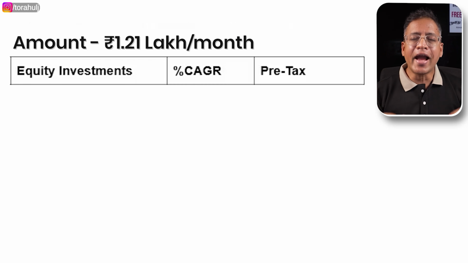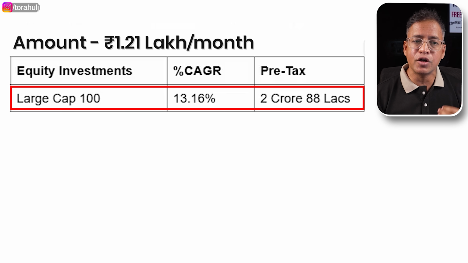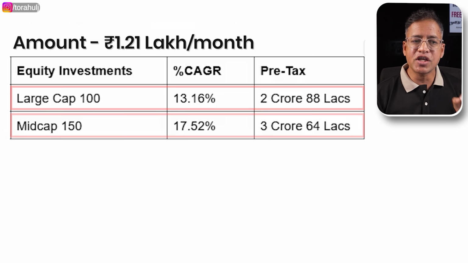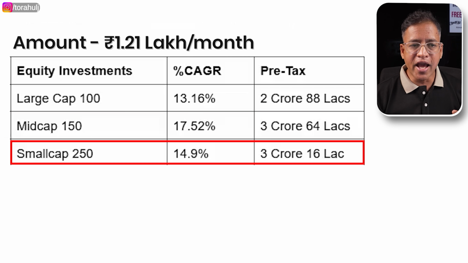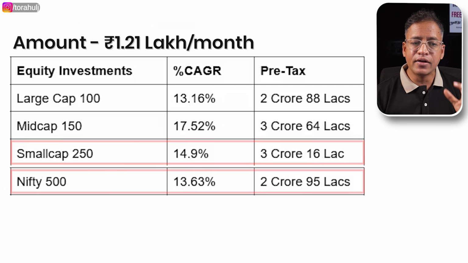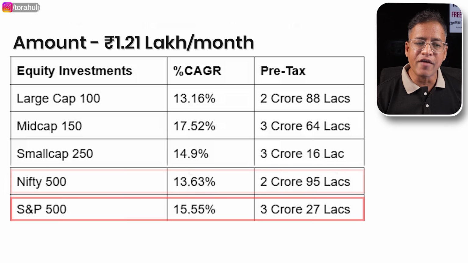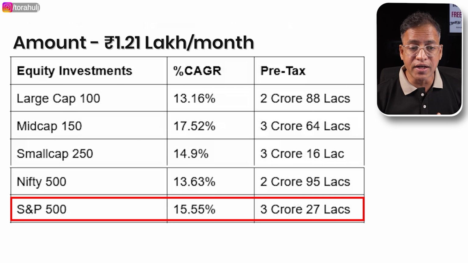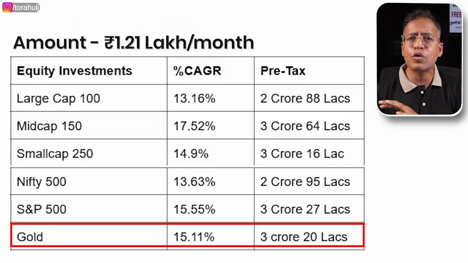I've taken some calculations here. For the next 10 years, your 1,21,000 rupees of EMI could give you, in large cap, around 13.6% CAGR basis return, 2 crore 88 lakhs. Mid cap, 17.52% CAGR basis return, 3 crore 64 lakhs. Small cap, 14.9%, around 3 crore 16 lakhs. Nifty 500, 13.63% CAGR returns, 2 crore 95 lakhs. S&P 500, 15.55%, 3 crore 27 lakhs. And gold 15.11%, 3 crore 20 lakhs rupees.